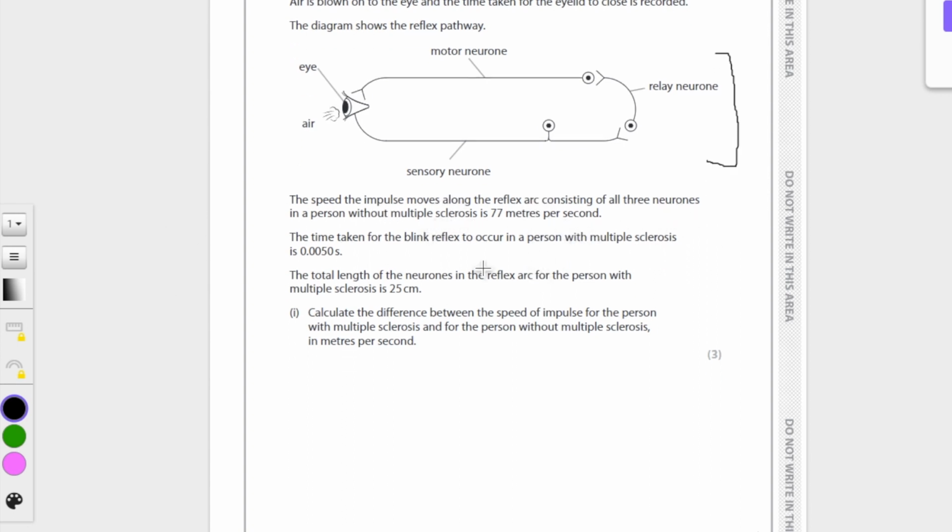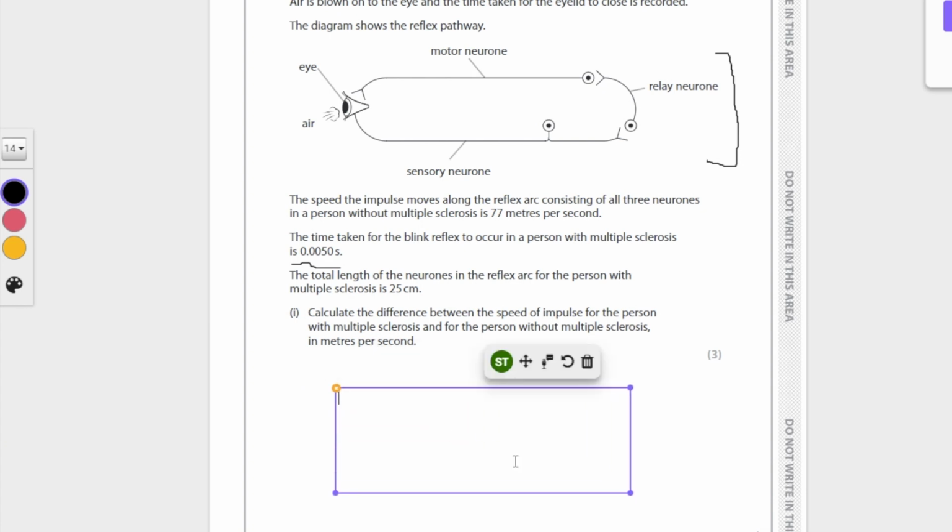The time taken for the blink reflex to occur in a person with multiple sclerosis is 0.005 seconds. The speed for a person without multiple sclerosis is 77 meters per second. The total length of the neurons in the reflex arc for the person with multiple sclerosis is 25 centimeters. Calculate the difference between the speed of the impulse for the person with multiple sclerosis and the person without. Okay, let's see.